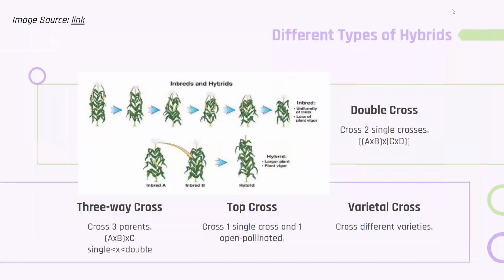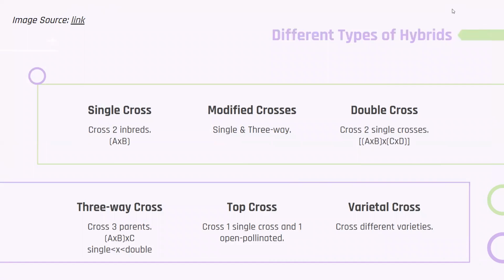Now that we know that, let's look at the single crosses. So a single cross is when you take two inbreds and cross them together. That's a single cross. And then a double cross comes from 4 different inbreds, making 2 different single crosses. And those single crosses are going to be crossed again to make a double cross. Some of the other crosses would include a modified cross, a 3-way cross, a top cross, and a varietal cross. All of these crosses serve a different purpose and is done differently.